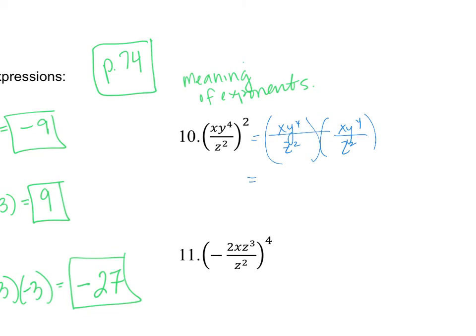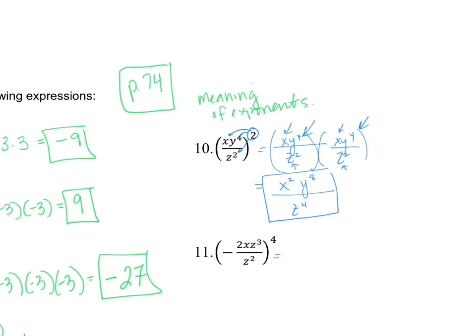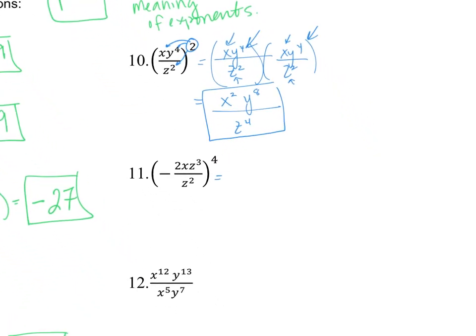So in the numerator, you can see you have an x and an x, so that's going to be x squared. A y4 and a y4, that's altogether 8 y's. On the bottom, 2 z's and 2 z's, so we have z to the 4th. And if you look at the exponent rule, it's like this 2 is kind of coming in and multiplying with each power.